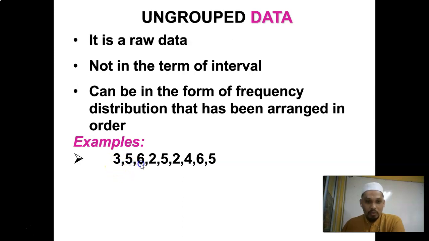here 1, 2, 3, 4, 5, 6, 7, 8, 9. I got 9 students sitting for a test. Okay, a mathematics test for topic 1. And then I check their work and these are all the marks out of 10. So there are 9 persons getting 3 marks, 5, 6, 2, 5, 2, 4, 6, 5. Okay, so it's not in arrangement, not in intervals. It's raw data here, so we call it ungrouped data.